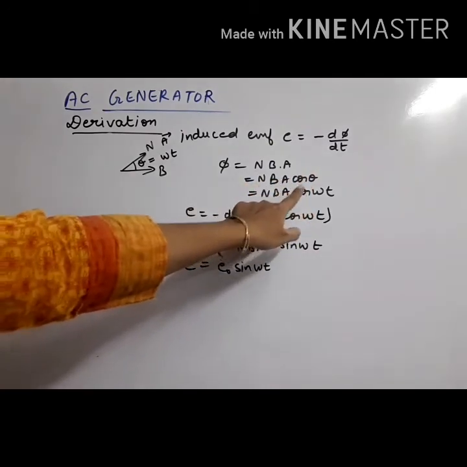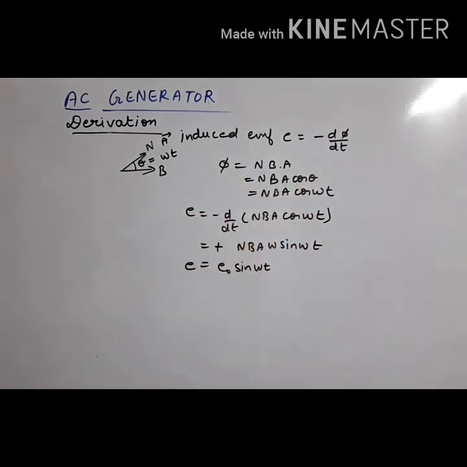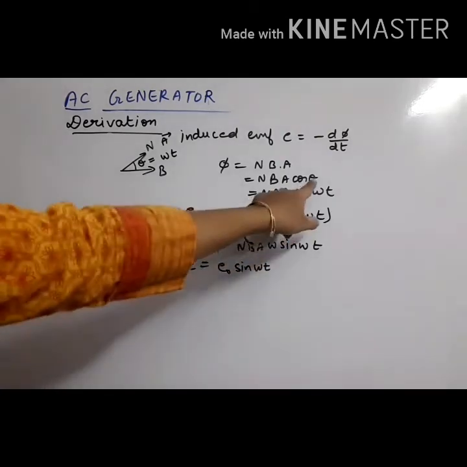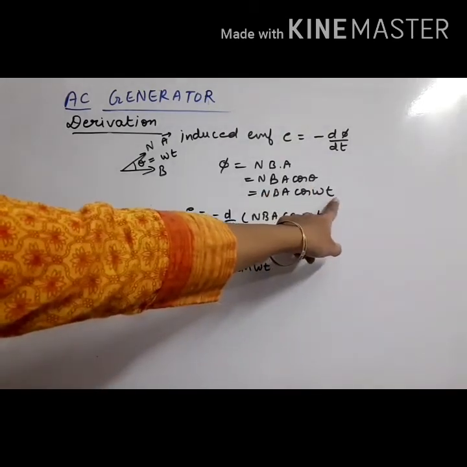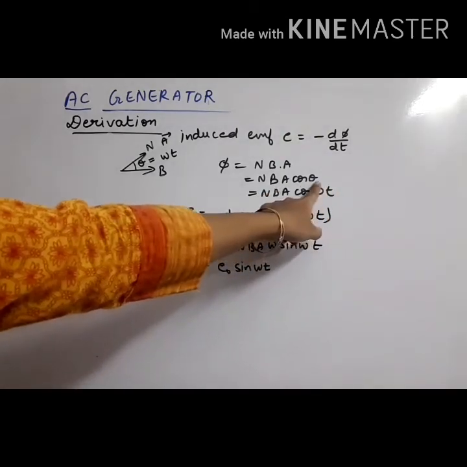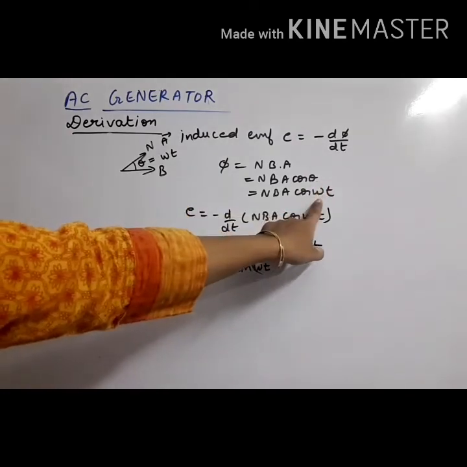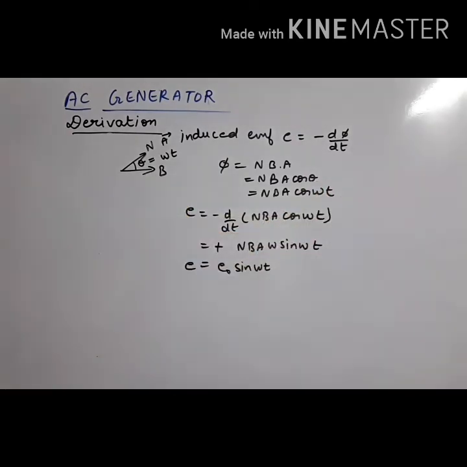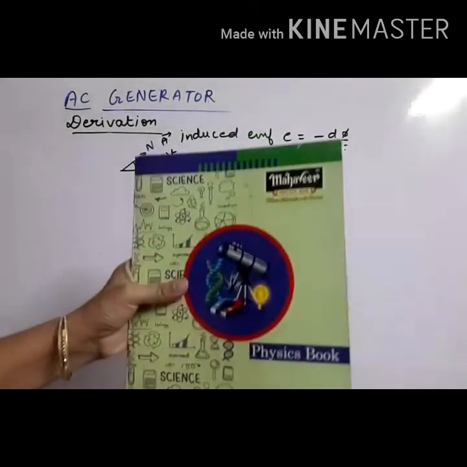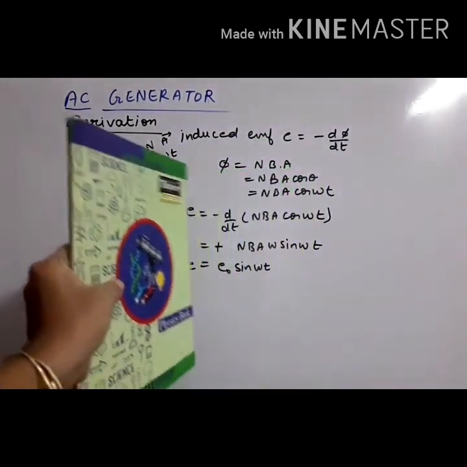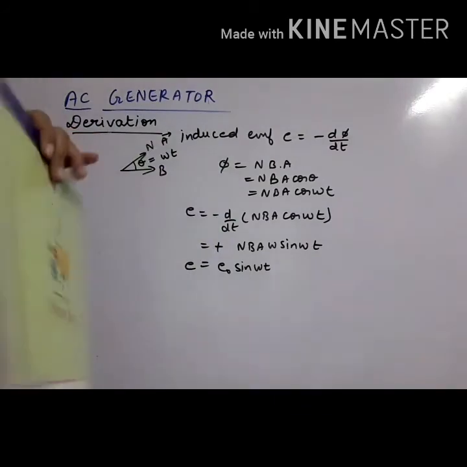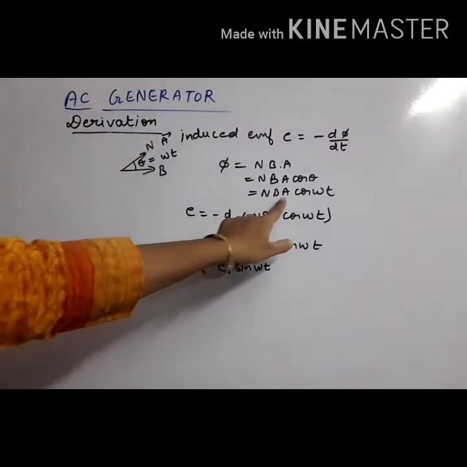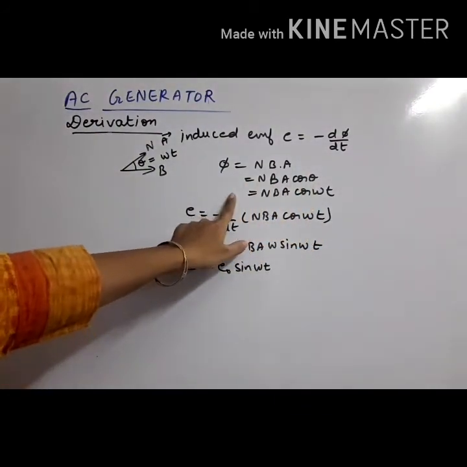And in all those cases, when theta changes with time, then we put the theta formula as omega t. This you have to remember. Whenever the angle changes with time, then theta is omega into t. Omega is the angular speed with which the coil is rotated. The coil which we have taken, so omega is the speed of rotation of this coil. So NBA cos omega t is the flux formula phi.